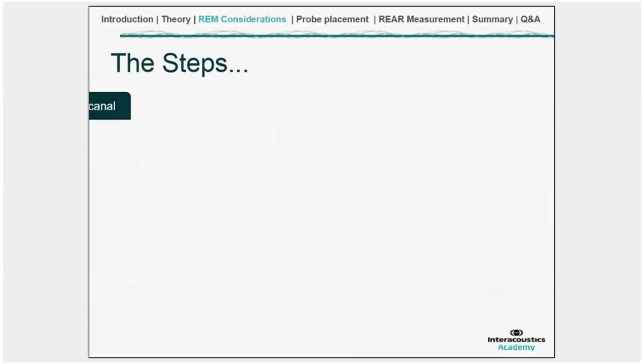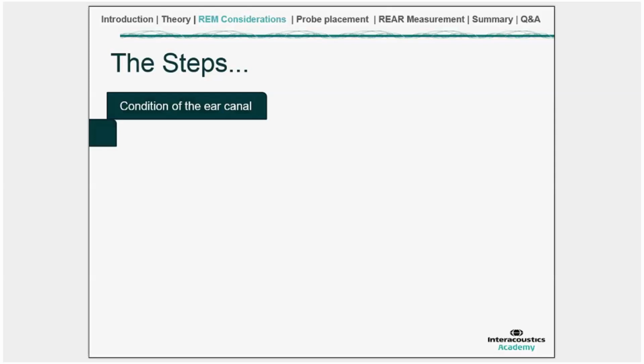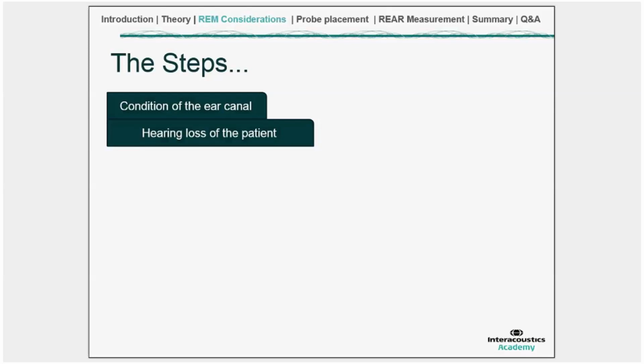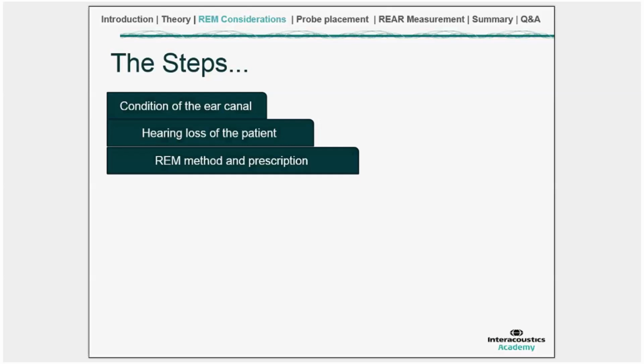The first of those steps is to actually look at the condition of the ear canal. It's important to do this because certain ear canal conditions can actually prevent us from performing real ear measurement. Next, we need to look at the hearing loss of the patient and make sure that we have enough data in order to generate a prescription to fit to.